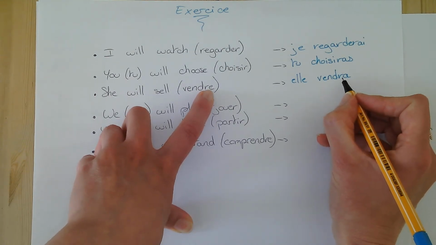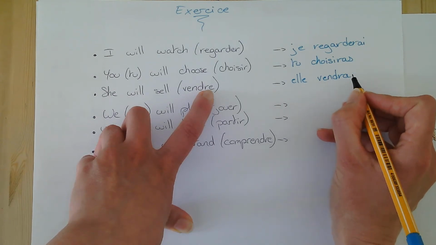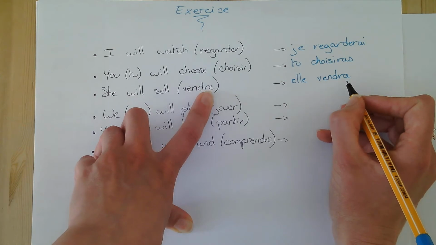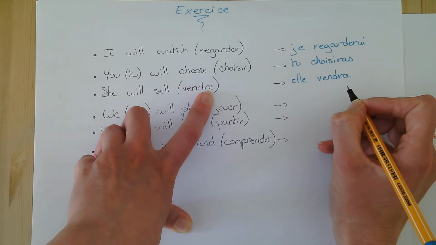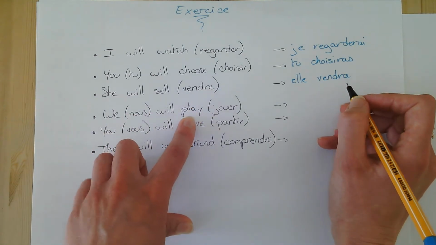It's because, try to pronounce the word vendrea. V-E-N-D-R-E-A. That's just impossible to pronounce in French. So that's why we get rid of that E, and we just stick to the ending.